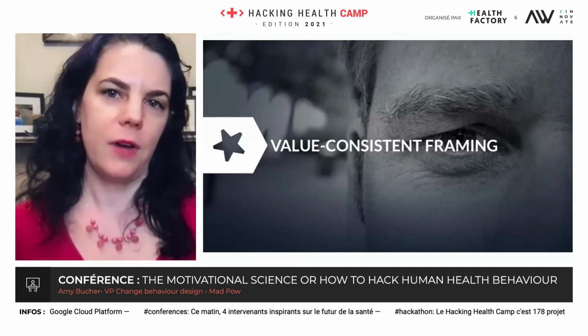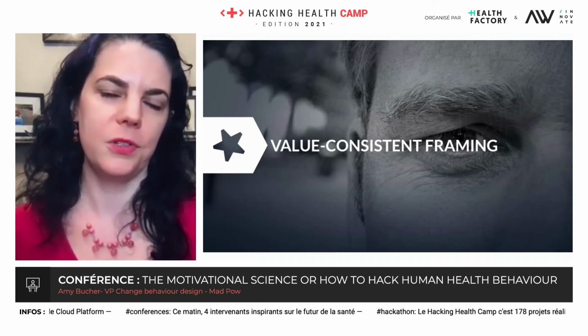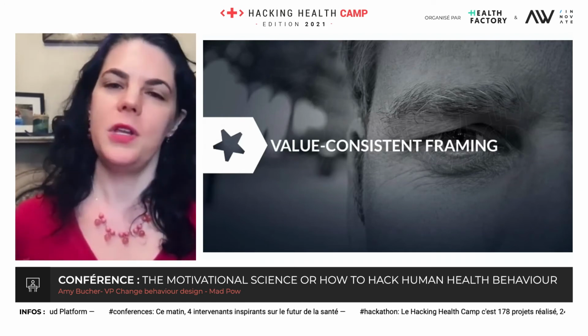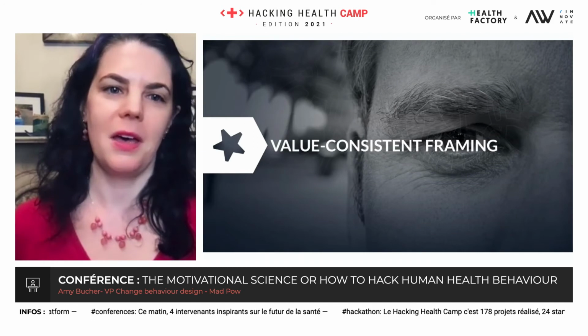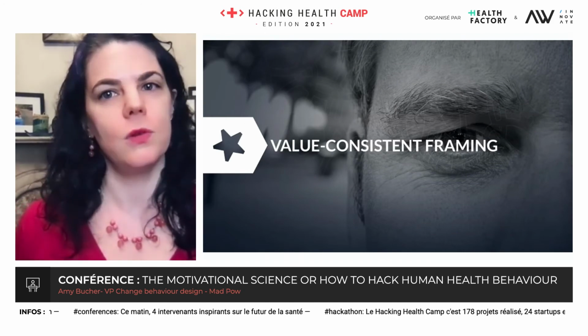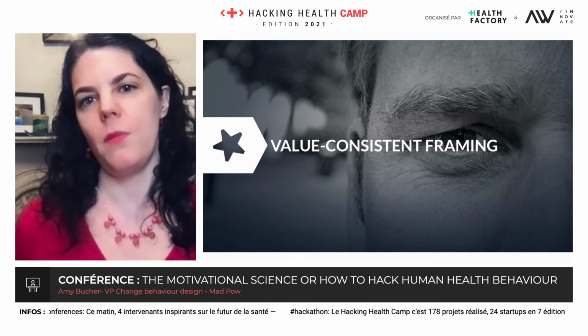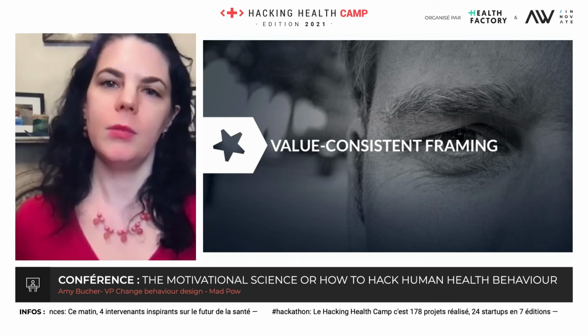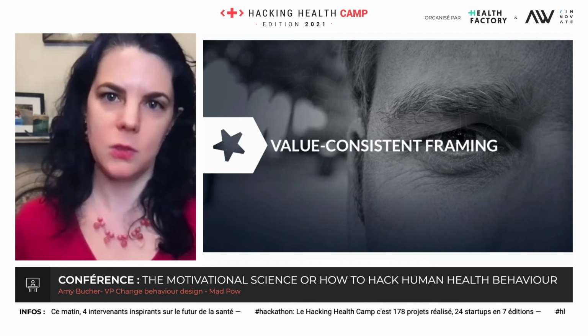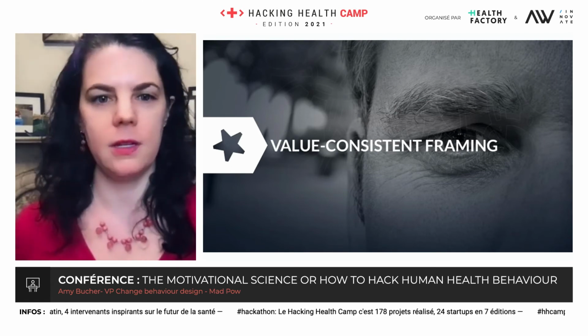Value consistent framing is another really important tool for supporting autonomy. So we know everybody has values, and there's actually a core set of universal human values. If we can get people to think about what matters to them and then talk about health behaviors in a way that aligns with that, we can get them more interested in the behavior.